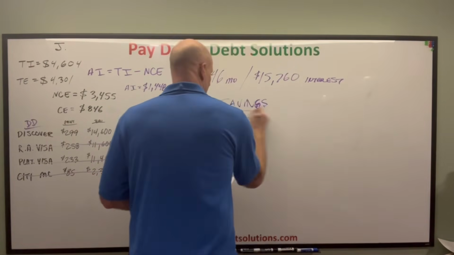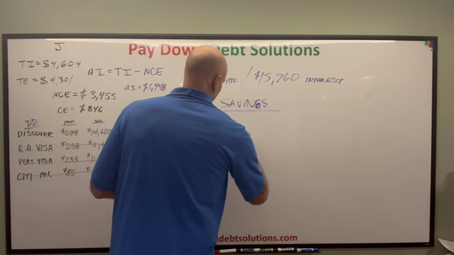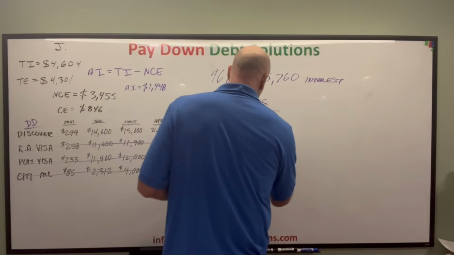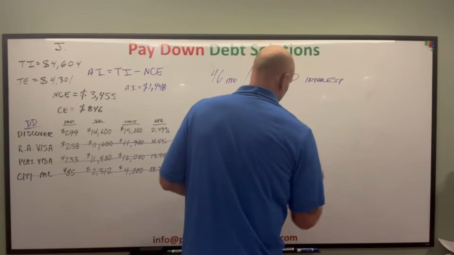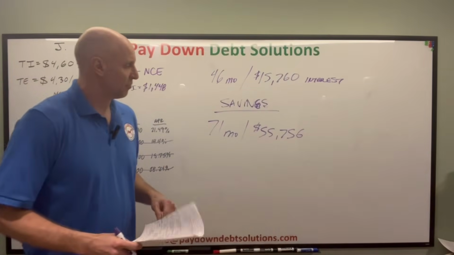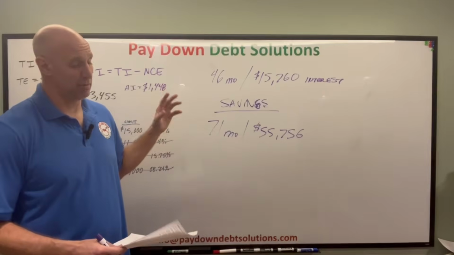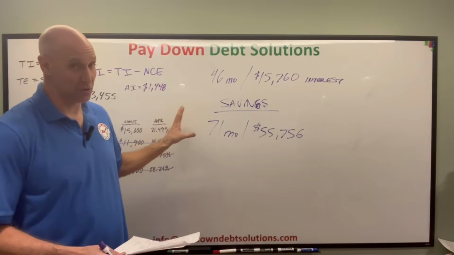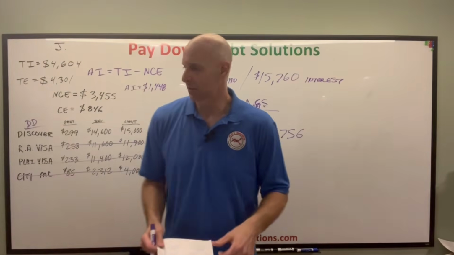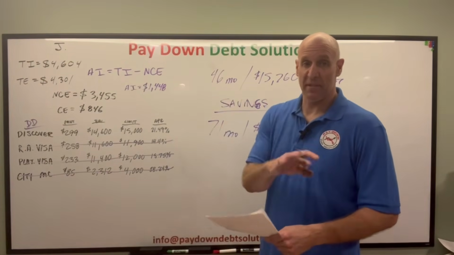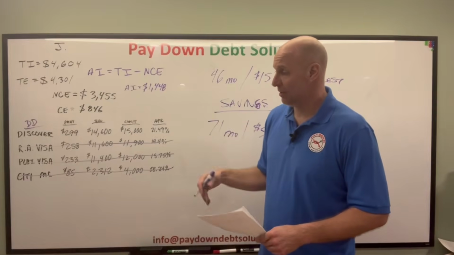71 months. They saved $55,756 in interest. Remember, I started with the apocalypse, not the apocalypse scenario of traditional, but it's still, I consider it a high estimate. But that depends on you guys, how well you stick to your budget.